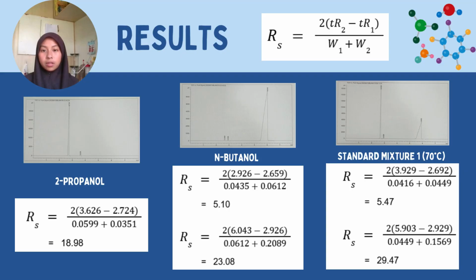Next is the result of RS. For the first one, 2-propanol, the RS is 18.98. For the N-butanol, the RS is 23.08. And for standard mixture 1, which is 70 degrees, there are 2 RS values since it has 3 peaks. So the first is 5.47 and the second one is 29.47.